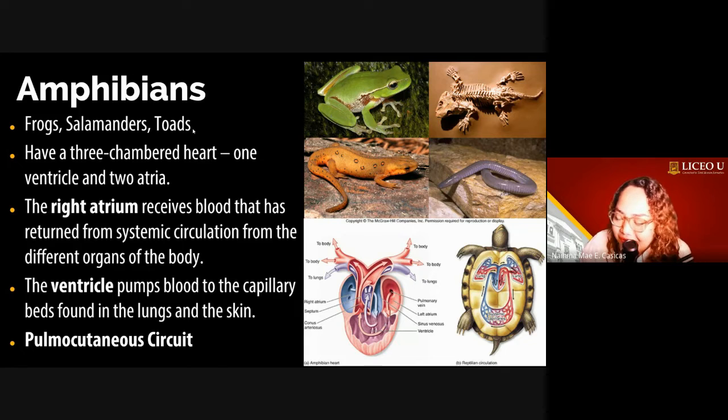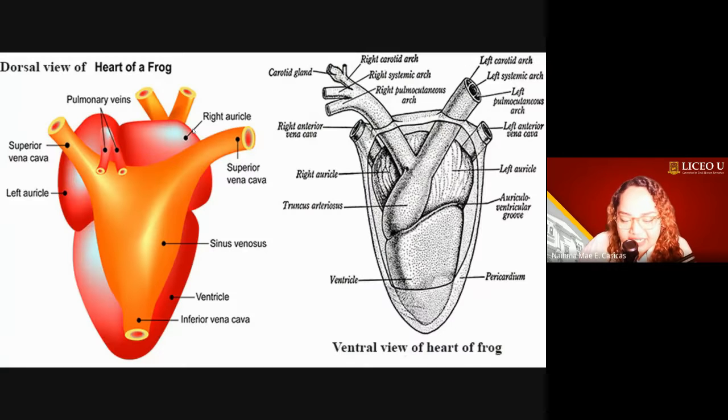If you remember yesterday, we talked about cutaneous respiration. They also have the pulmocutaneous circuit because they can breathe through their skin. So because they have three chambers, sometimes it's not that efficient. The differentiation between oxygenated and deoxygenated blood is not very efficient. So their blood would turn out to be not fully oxygenated, unlike us.